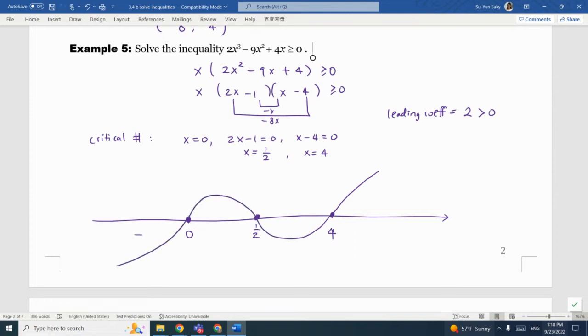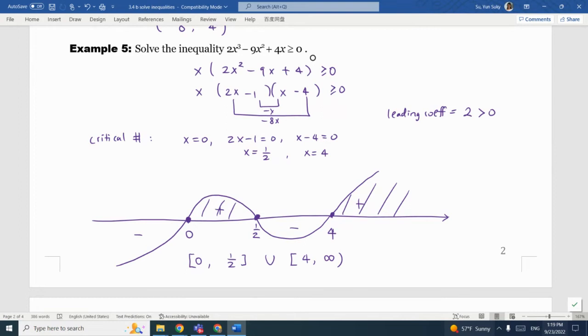Okay. And so this region is negative, positive, negative, positive. We are looking for positive. So this part and this part. Can you tell me what's the interval? 0, parentheses or brackets? Brackets. And 1/2, brackets, union, bracket 4 to infinity, parentheses. Yes, infinity is always parentheses because we cannot reach infinity. It's just getting close to it. We'll never reach infinity.